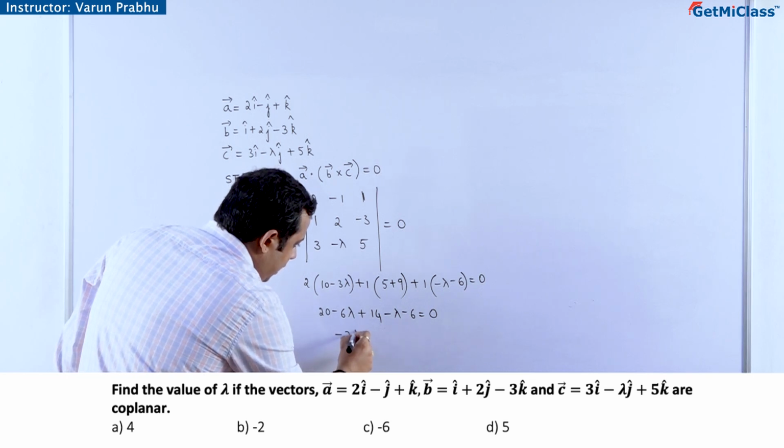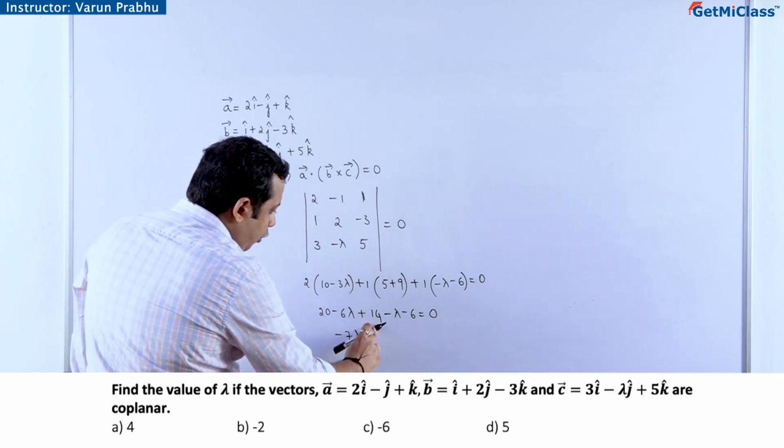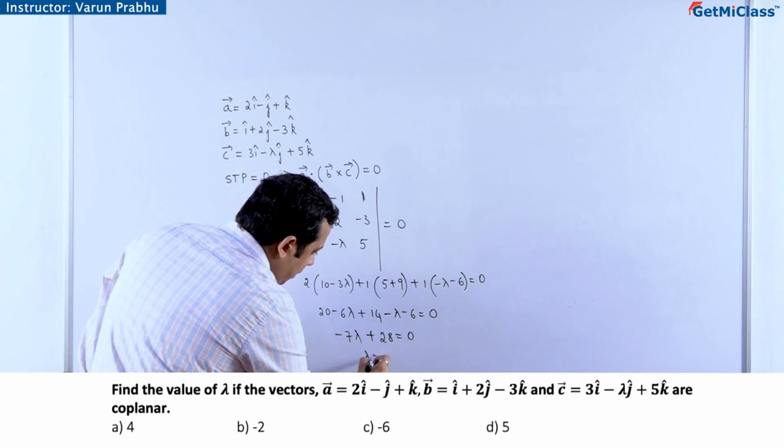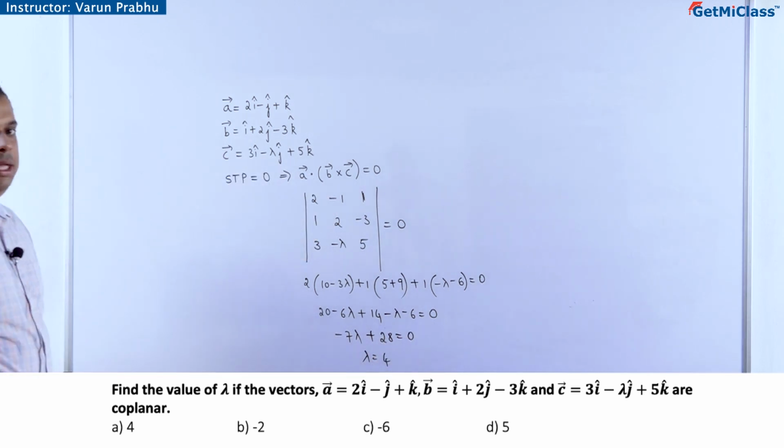So minus 7 lambda, 14 minus 6 is 8, plus 28, that is equal to 0. So lambda value is equal to 4 will be the answer to the question.